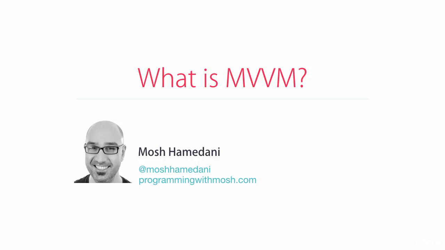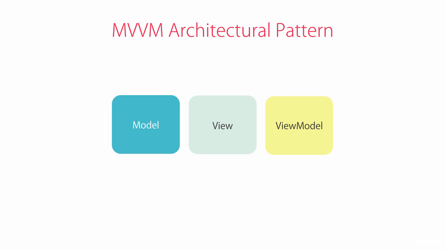So what is this MVVM all about? MVVM stands for Model, View, View Model, and it's an architectural pattern for implementing user interfaces. It consists of three moving parts. Model, which represents the business objects that encapsulate the data and behavior of application domain.